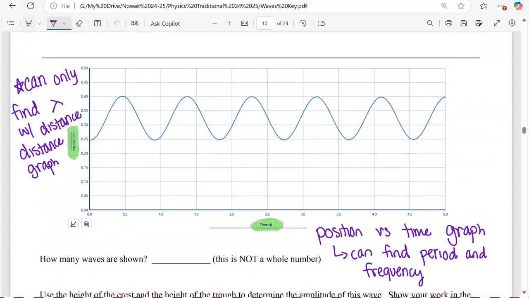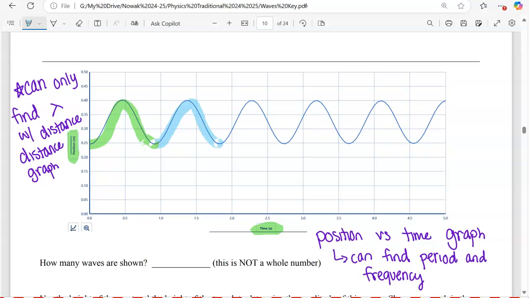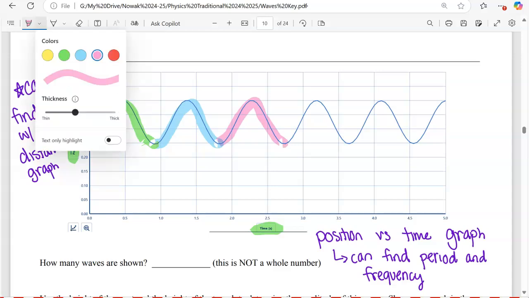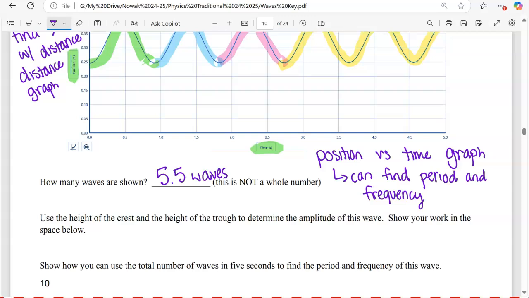So let's do the rest of this page together. How many waves are shown? We're going to count the waves. I see that I start at a trough, so I'm just going to count how many troughs I see. There's one full wave, there's two waves, here's a third, here's a fourth, and a fifth, and then a half. So I'm seeing 5.5 total waves here. And it's okay that you see half a wave on a graph. That is totally allowed. We just want to make sure that we are keeping that straight.